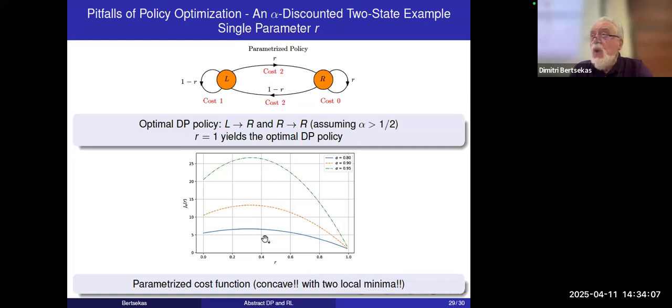So what's going to happen if you apply a gradient method here? If you start closer to one, it will converge to the closest minimum from where you start. If you start somewhere over here, it's going to converge to the suboptimal minimum. And if you start on this side, it's going to converge to the optimum.